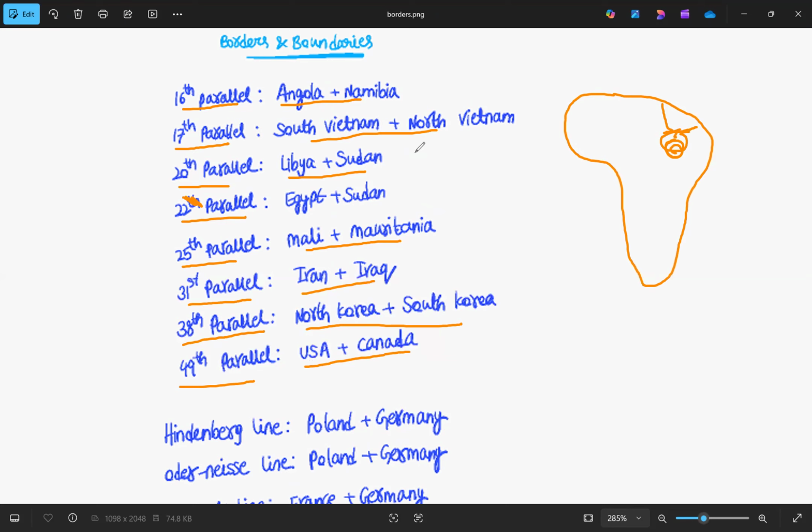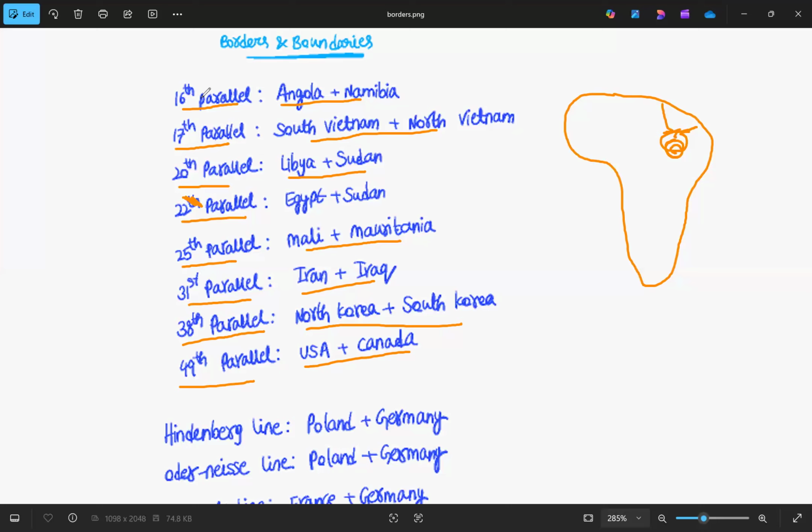So these are some of the parallels. Now let's go through them once again. 16th parallel, Angola, Namibia. Next one, 17th parallel, South Vietnam and North Vietnam, separated by the 17th parallel. The next one is the 20th parallel. The 20th parallel divides Libya and Sudan. The next one is the 22nd parallel. The 22nd parallel divides Egypt and Sudan.